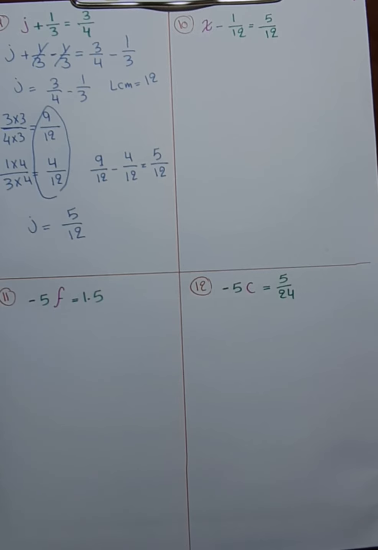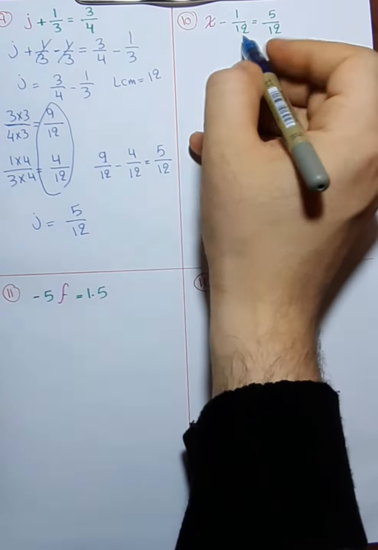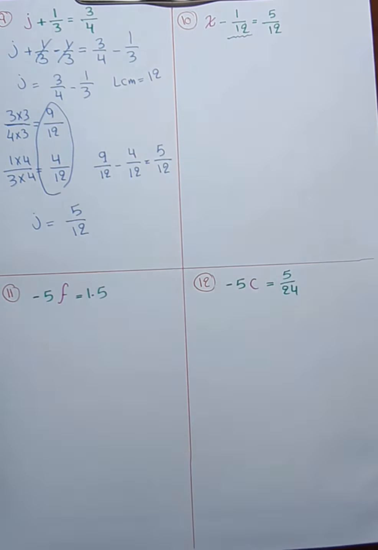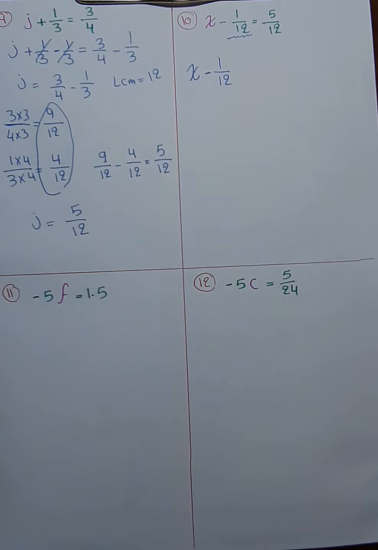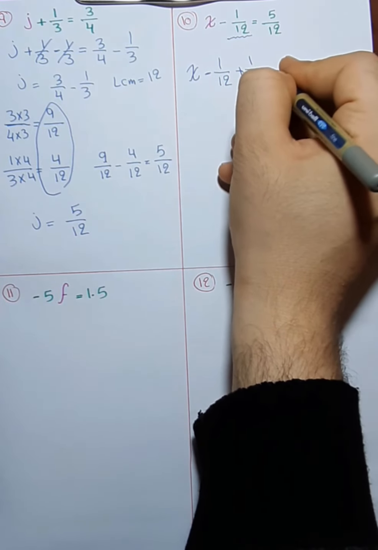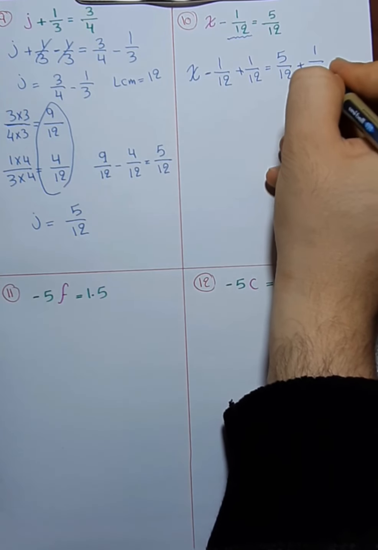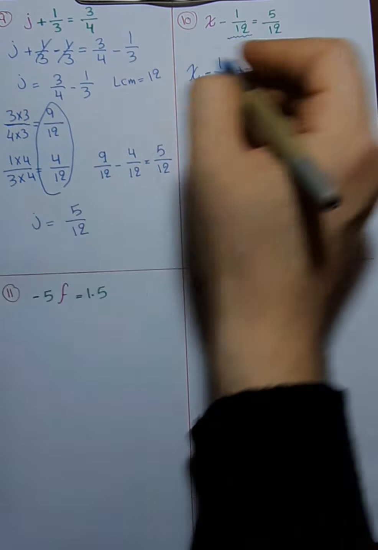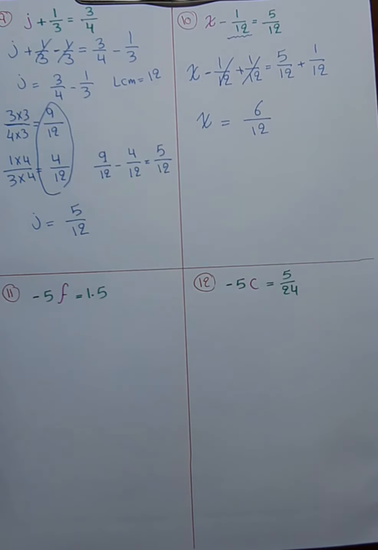Example number 10, we have x minus 1 out of 12 equal to 5 out of 12. We have to take the inverse of minus 1 out of 12. X minus 1 out of 12, the inverse of minus 1 out of 12 is plus 1 out of 12, equal to 5 out of 12 plus 1 out of 12. These two fractions are reduced. X equal to, write 12 as a denominator, 5 plus 1 equal to 6. X equal to 6 out of 12.